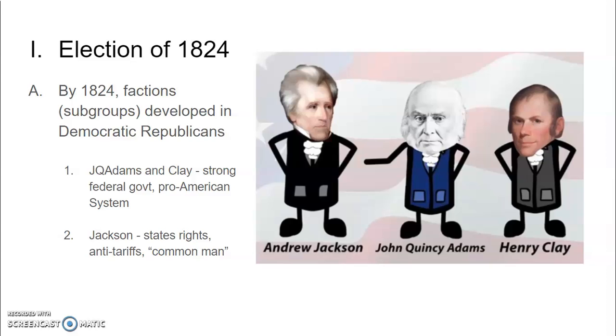And on the other side, there's more of a Jackson crowd. So these people are more like states' rights, weaker federal government. They don't like tariffs. They're typically from more like southern and western states that rely more on agriculture. And a lot of them are just kind of like less wealthy. They're kind of the common people of the country. So these are our two kind of major subgroups in the Democratic Republicans.